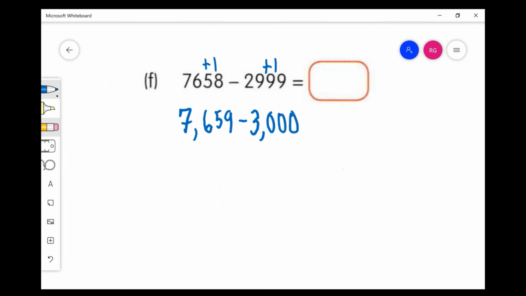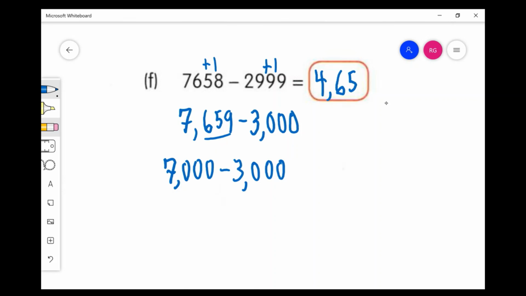Okay, and what I would do here is just take 7,000 minus 3,000, I suppose. That's one step I might do. I quickly realized that, yes, that's going to be 4,000. And I just look at the remainder there, no real calculation that needs to be made. So really the answer is 4,659. And that's how I do all of those problems in your head.